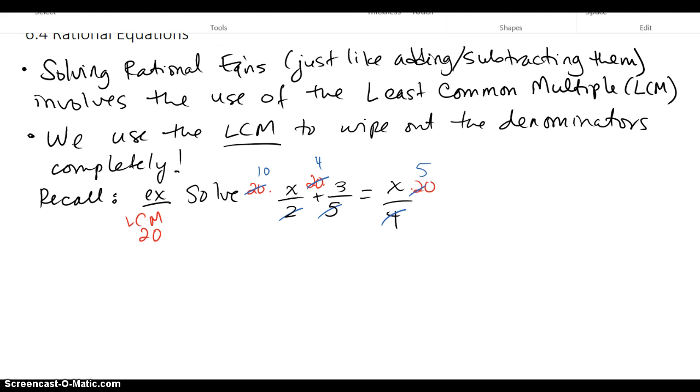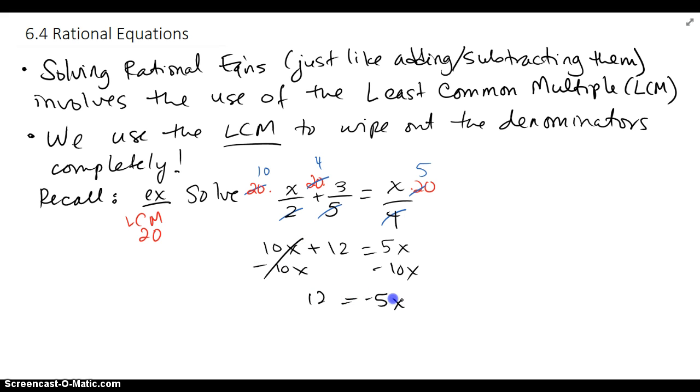And we can move on about our business solving this. So we get 10x plus 4 times 3 is 12 equals 5 times x is 5x. And then we can carry on and get what x is finally equal to. So that's negative 5x equals 12, and x is equal to negative 12/5.